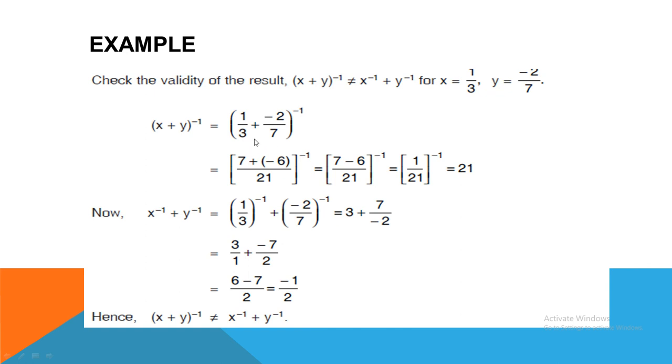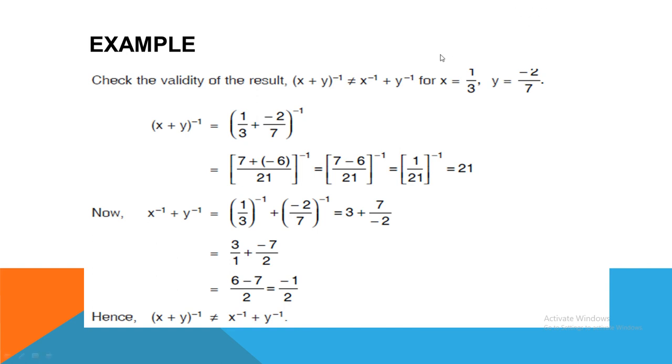Okay. 3, 7 denominators are different. So you take LCM 21. Just simplify it. We get 7 minus 6. And 7 minus 6, plus into minus will be minus, 7 minus 6 is 1. 1 upon 21. Its reciprocal. And reciprocal of 1 by 21 is 21. Okay. So this is our left hand side.